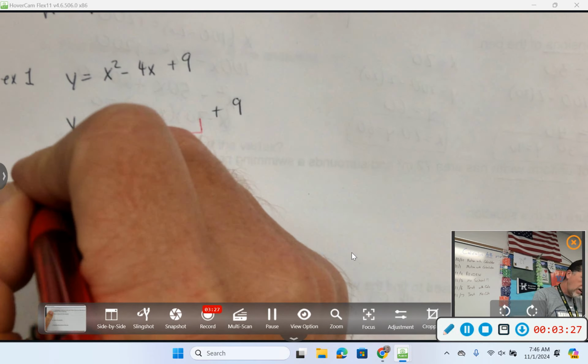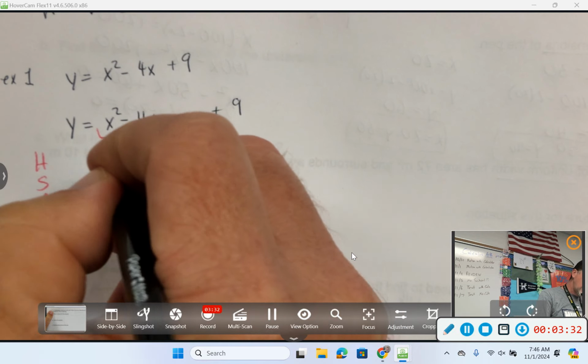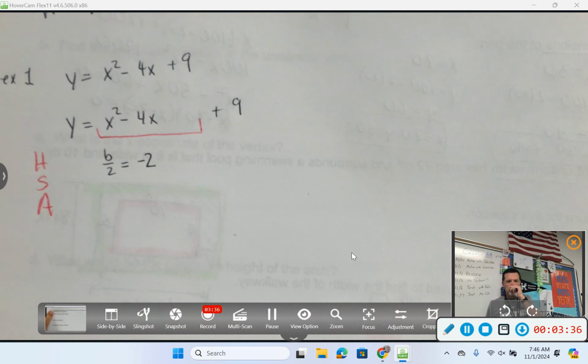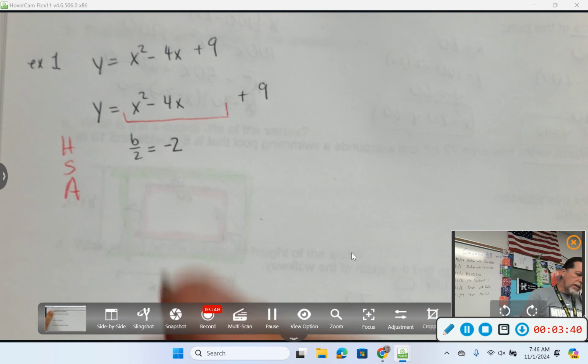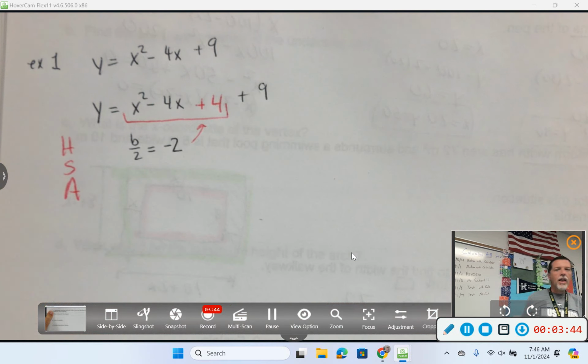Is that where we're going to half it? Yep, that's where we're going to half it, square it, add it. So half it gets us negative 2, and when we square it, we get plus 4. Now here's where things are a little different from last time. When we were solving using complete the square, we added 4 to one side, which means we needed to add 4 to the other side.